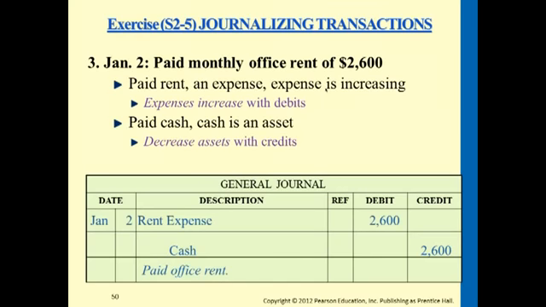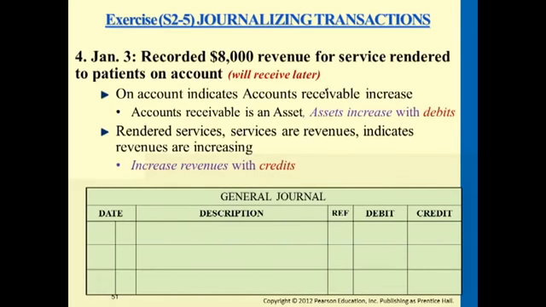Okay, moving on. Last one here, we record $8,000 revenue for service rendered to patients on account. So we provided services to a customer. It could be any type of service, depending on the business. We recorded $8,000 of service revenue, and this service is provided on account. So what does this on account here represent? And revenue $8,000. So which one will be recorded first?